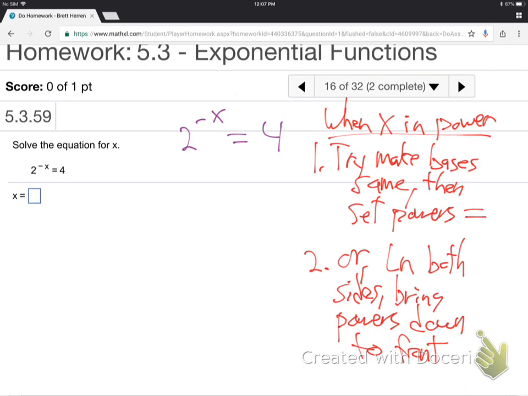Everybody seeing that? Everybody see that's the big deal? Remember, I'm a wannabe history teacher, so if I can make history help math, serve math, because you've got to remember, X in the power is the big deal when you have to do this.